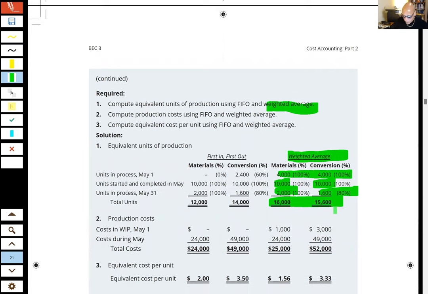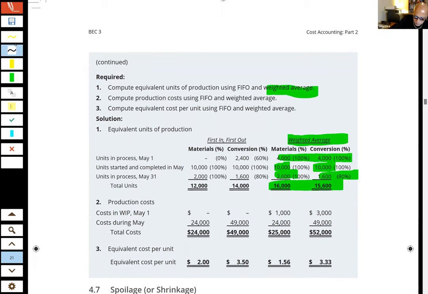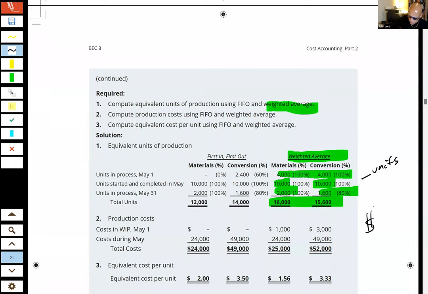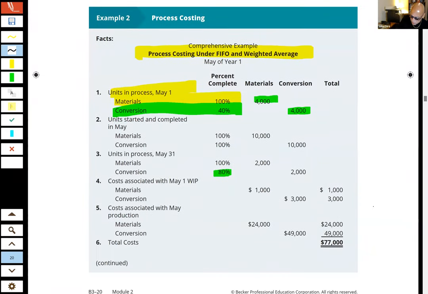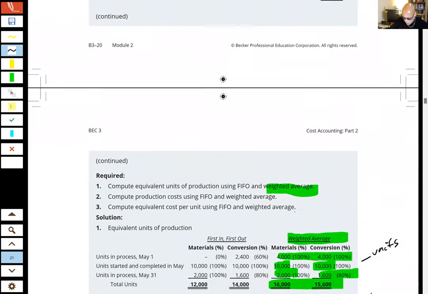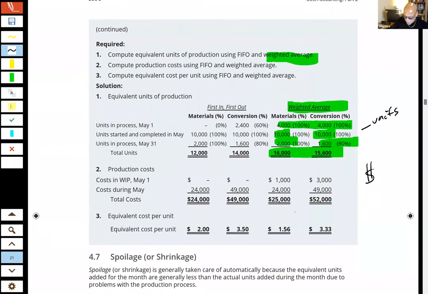Now, that's the units, right? We have to calculate the units, but we also have to calculate the dollars. And for the dollars portion, notice we pick up the costs that were in the beginning inventory, and we pick up the costs that were added for the period, for the conversion cost and for the labor. So we pick up both of those. Okay. And when we do, let's just look at the materials for a second. We get that 25,000, okay?